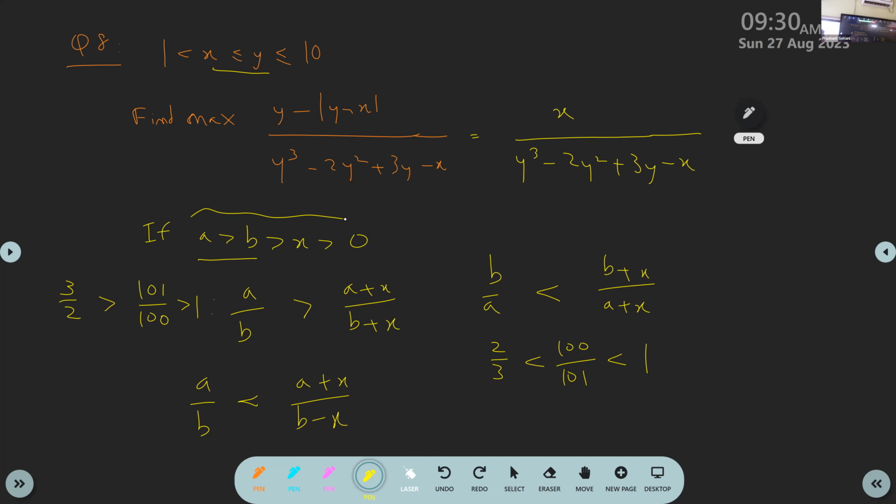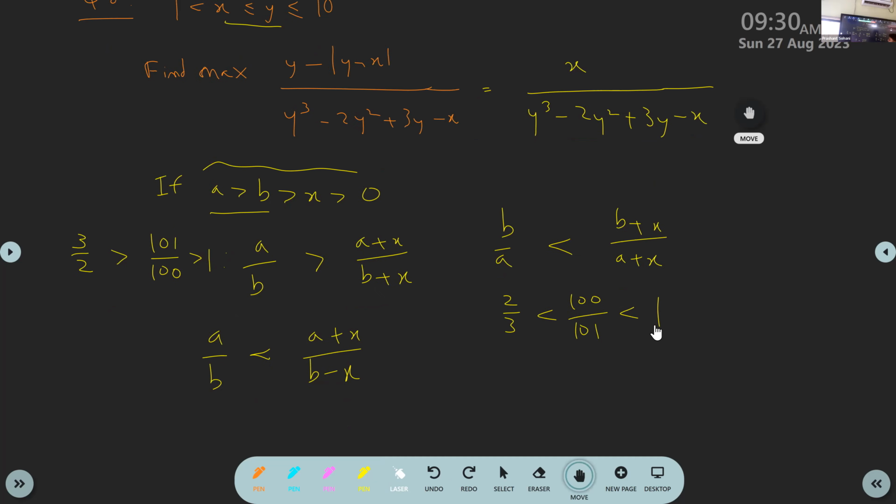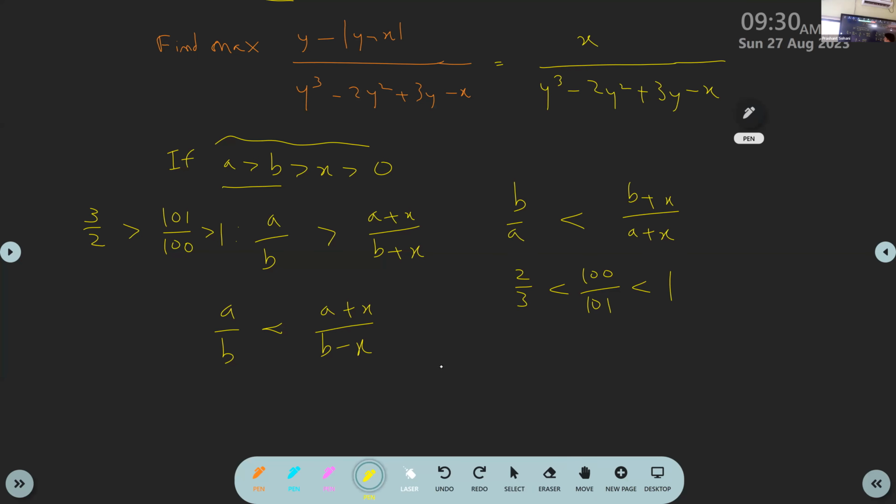What if the denominator itself is negative? What if I get a situation where a is greater than 0, which is greater than b? So now b is negative, a is positive, and let us continue to say x is greater than 0. So now if I compare a upon b versus a plus x upon b minus x, how do you compare this?